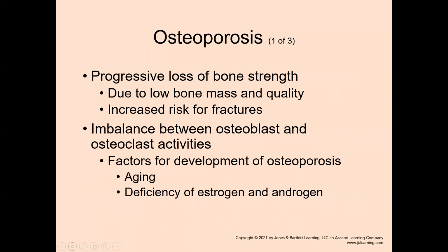Osteoporosis is progressive loss of bone strength due to a low bone mass and quality. People that develop osteoporosis have an increased risk for fractures. This means that there is an imbalance between the osteoblastic and the osteoclast activities. Factors that affect this are aging. Remember, we talked about the vitamin D absorption, and we also talked about women after they go through menopause, that they develop a deficiency in estrogen and androgen, which help with repairing bones.